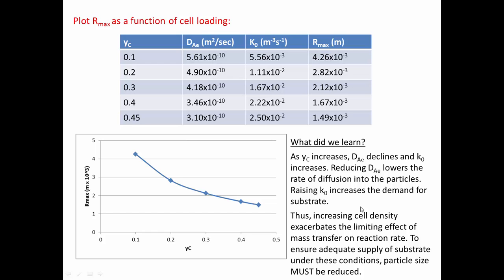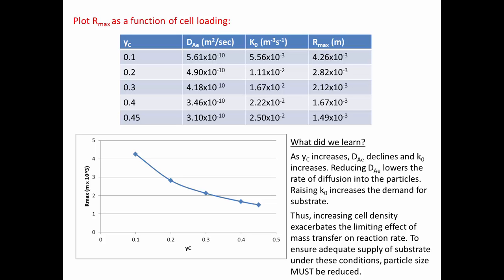So what did we learn by all this? As YC increases, our effective diffusivity declines, and our zero-order rate constant increases. Reducing the effective diffusivity lowers the rate of diffusion into the particles, and increasing the K0 increases the demand for the substrate. So with DAE on the decline and K0 on the increase, we need to have a smaller R max here, and you can see that clearly in this graph here.